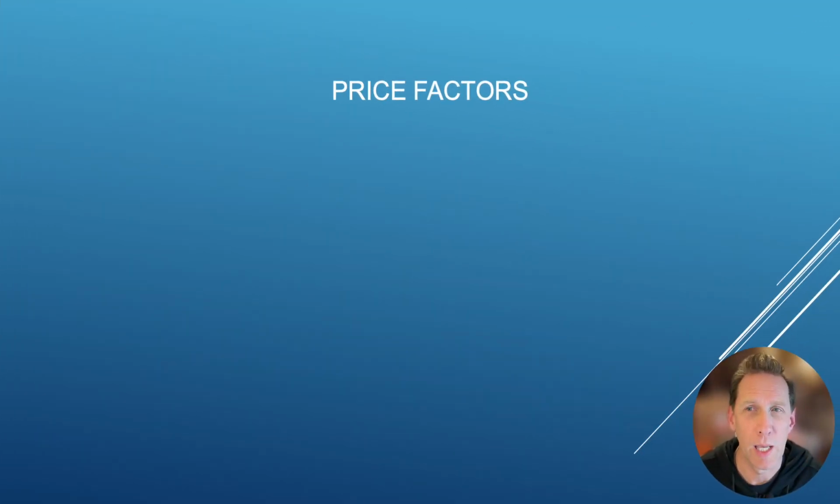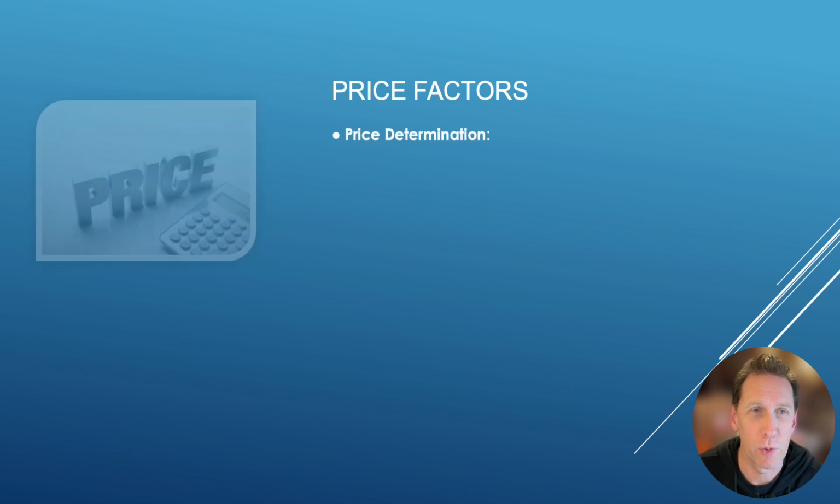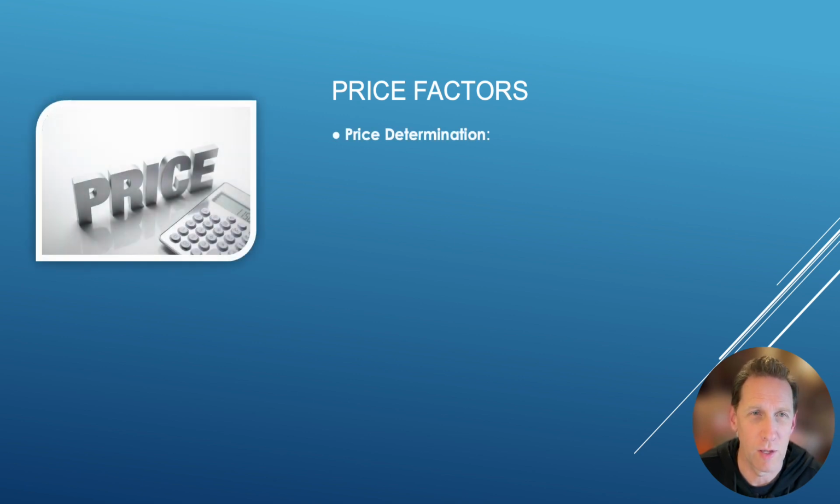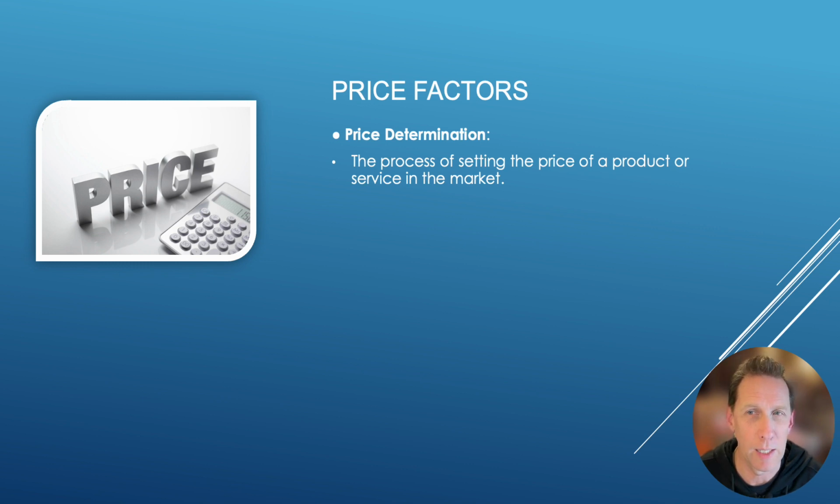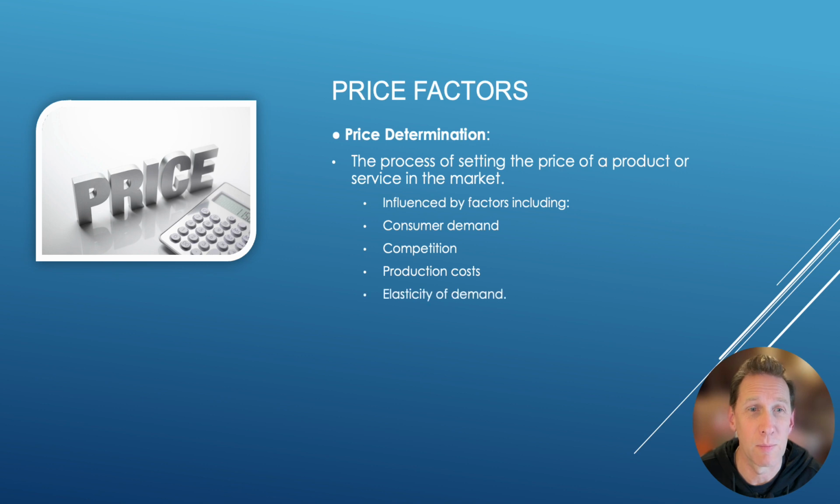All right, so let's look at some of these price factors. First off, let's talk about a definition of price determination. This is the process of setting the price of a product or a service in the market, and it is influenced by various factors, including consumer demand, competition, production costs, and something called the elasticity of demand.